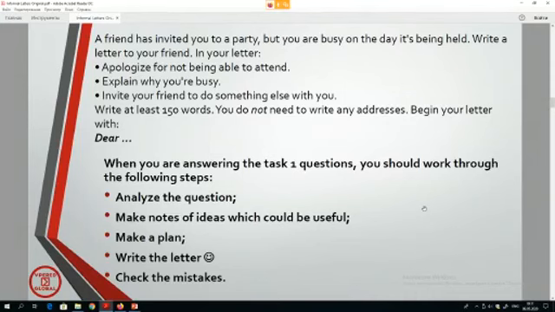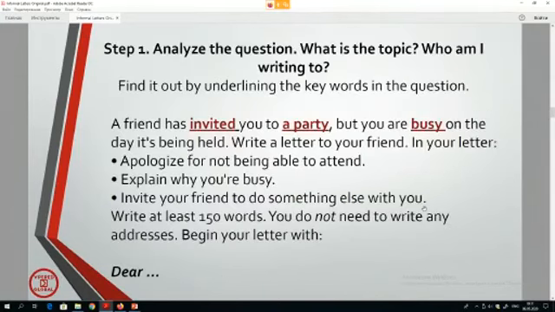So let's just take into account every step. The first one, analyze the question. What is the topic? Who am I writing to? In this way, you should find out by underlining the key words in the question. We have the assignment. A friend has invited you to a party, but you're busy. So invited, a party, and busy are considered to be the key words here.